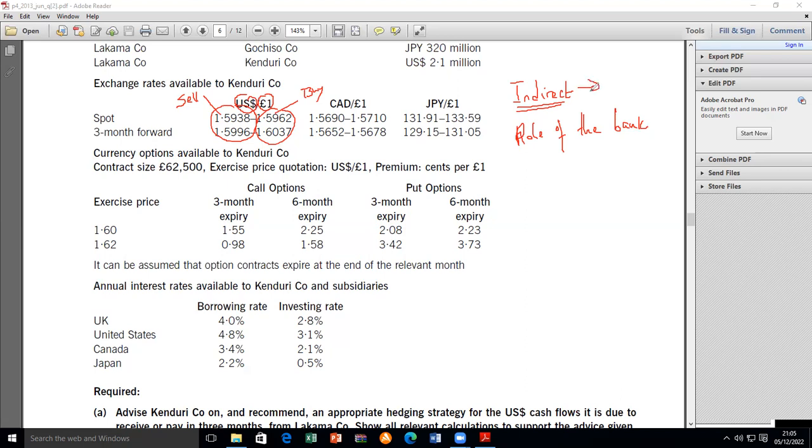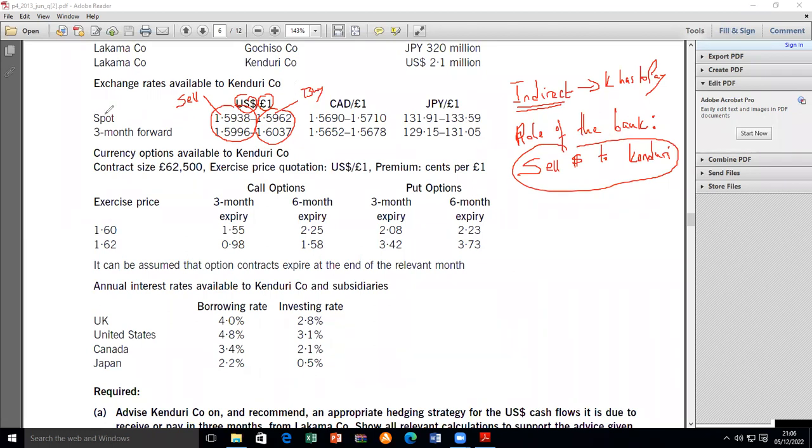Remember, Kenduri has to pay. So what's the role of the bank here? Is it to buy from Kenduri or to sell to Kenduri? To sell. The role of the bank is to sell dollars to Kenduri. Very important.